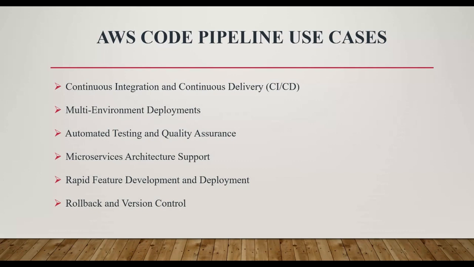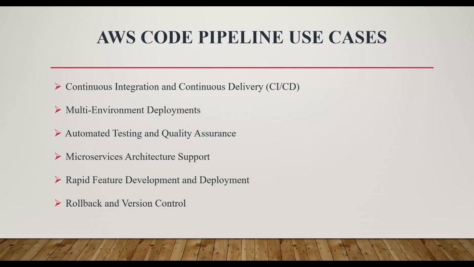The next is multi-environment deployments. With CodePipeline, you can set up pipelines that deploy to multiple environments such as development, staging and also production. This is useful for applications that need different environments for testing and quality checks before production deployment.